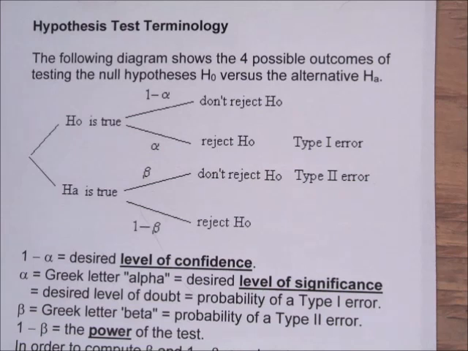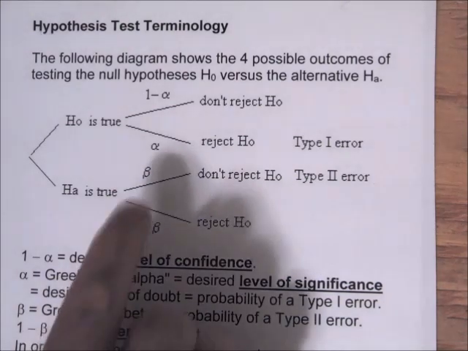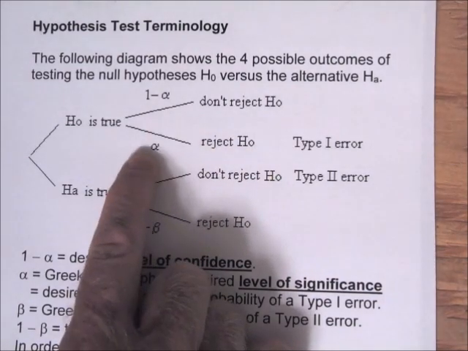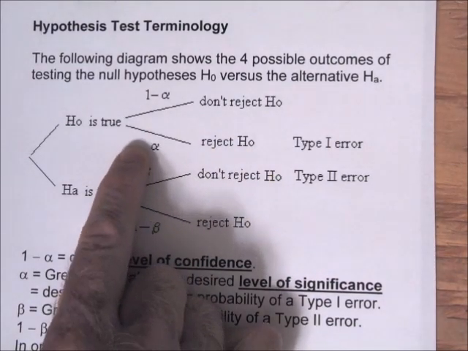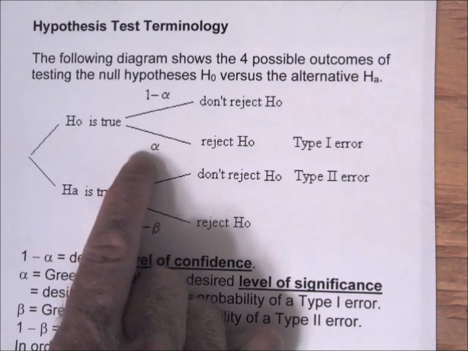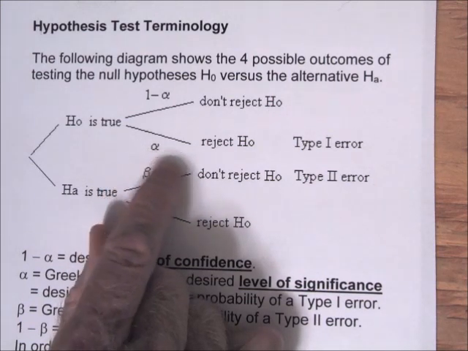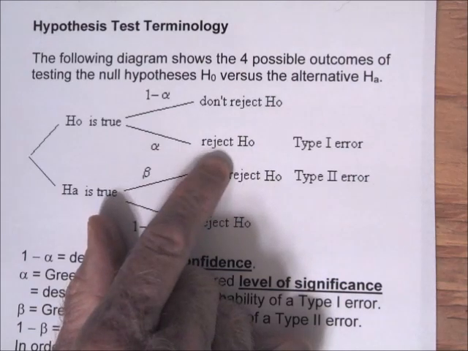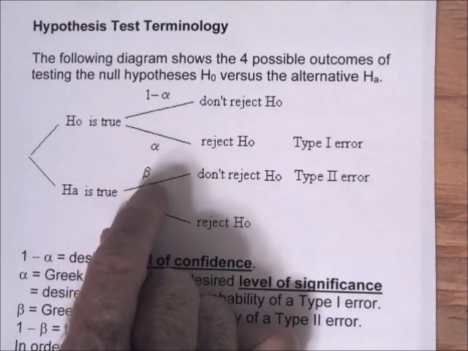Typically, in hypothesis testing, the experimenter will establish the desired level of doubt, or desired probability of a type 1 error. So this is actually the maximum desired probability of a type 1 error. I like to call it the level of doubt. The more common term is level of significance. But anyway, alpha is the probability of making a type 1 error, which would be rejecting H naught when really H naught is true.